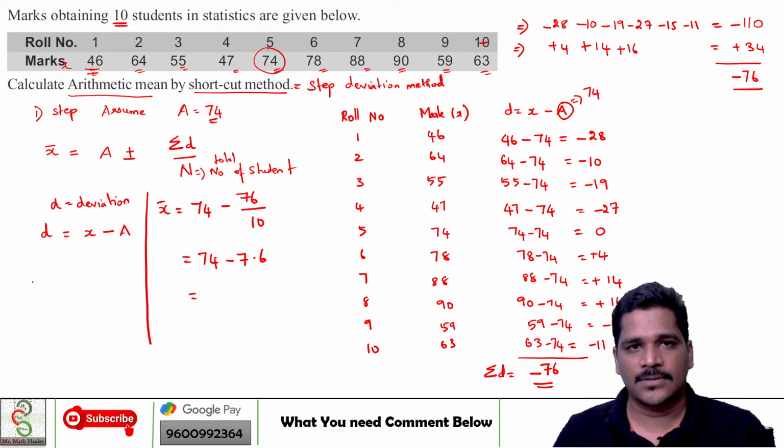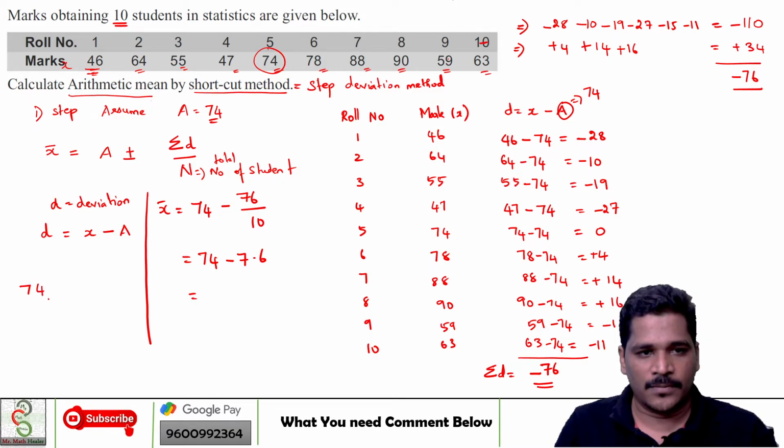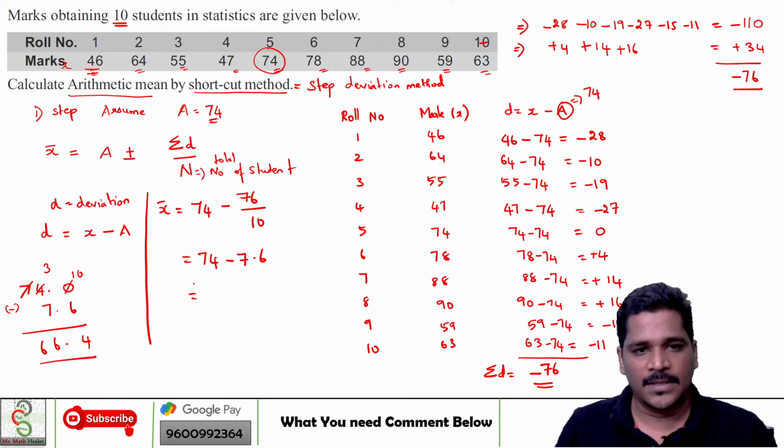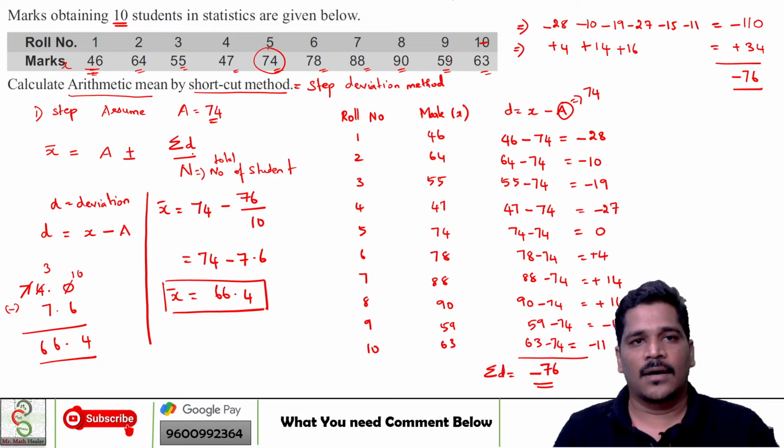And what will be the answer? You have to do it separately. So 74, you are going to deduct 7.6. So 0 minus 6, it's about 10. 10 minus 6 is 4 and 3. 13 minus 7 is equal to 6, and here will be 6. So the total will be 66.4. So the arithmetic mean, the mean value of the 10 students by the shortcut method, is 66.4.